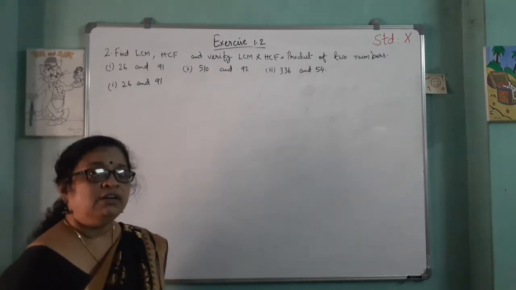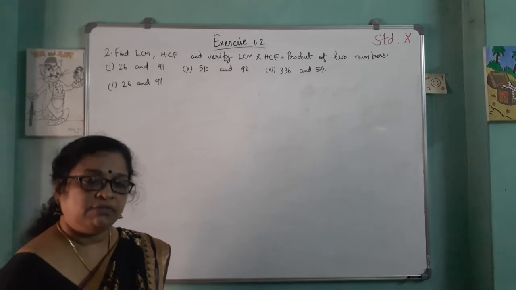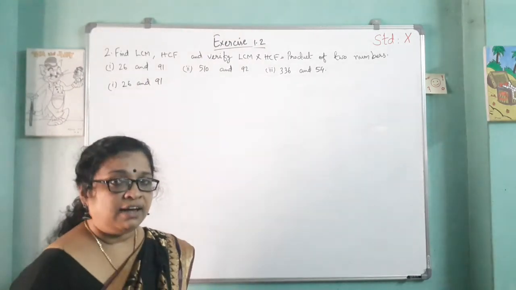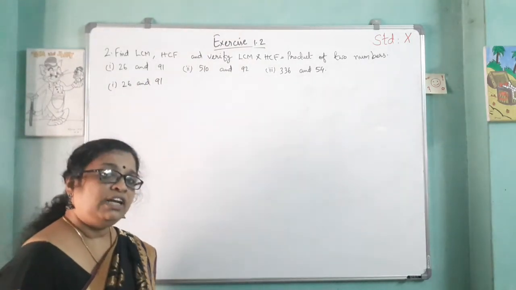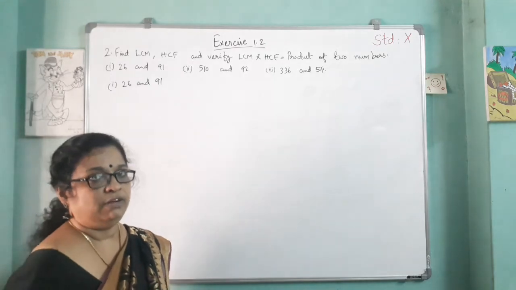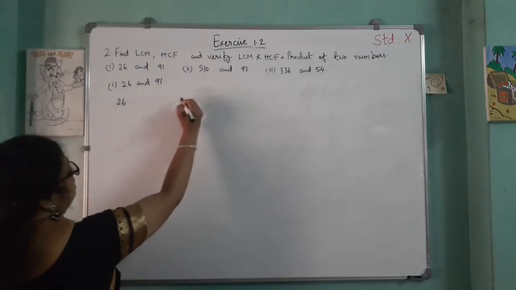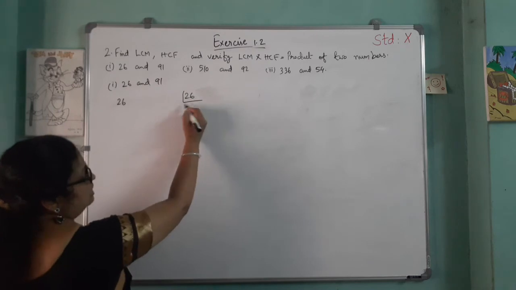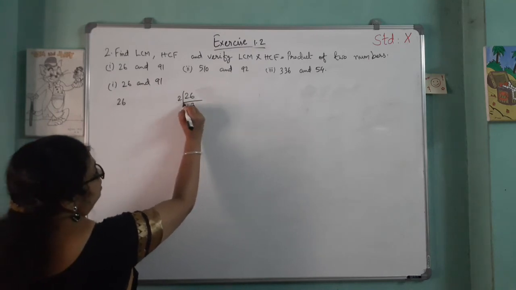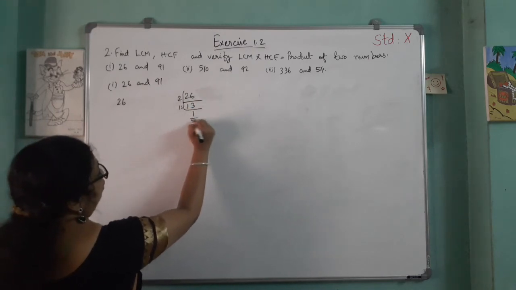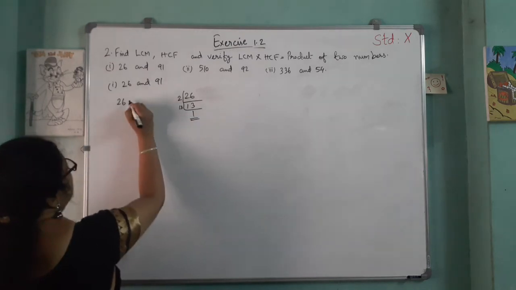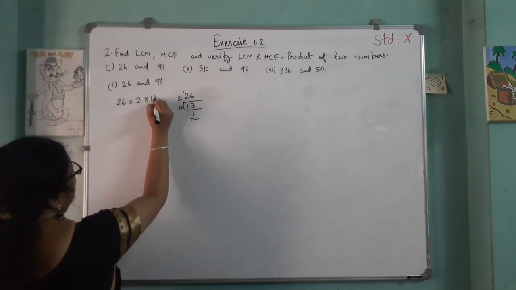For verifying, first we find out the LHS left hand side, then find out the RHS right hand side. And if LHS equal to RHS, it is verified. Then first one 26, then 26 prime factorizing 2, then 13. 13 is a prime number, so here 13 taken outside. So 26 equal to 2 into 13.